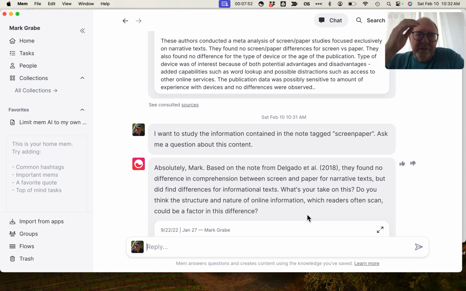And so the research says, okay, we've looked at a lot of studies in this area. We found differences favoring paper, by the way, in the informational text, but we haven't found differences for narrative text. What's your take on this? And at least the explanation is, I understand this, and it makes sense.